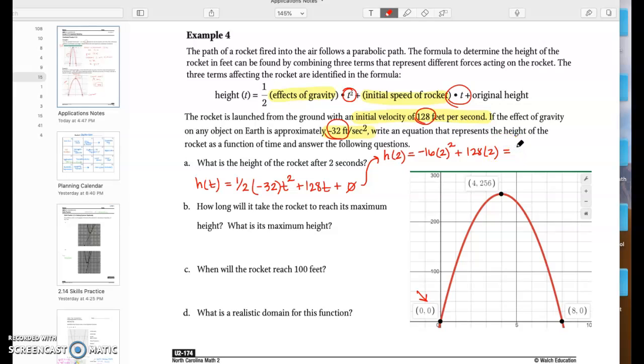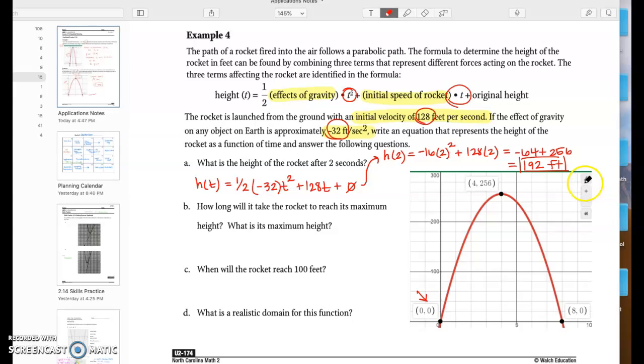And again, I don't have to add the 0. And I have my calculator. So 2 squared is 4. 16 times 4 is 64. There's a negative there, so that's negative 64. And then 128 times 2 should be 256, but I'm going to check it just to make sure. So 256. When I add 256 and negative 64, my height at 2 seconds is 192 feet in the air.